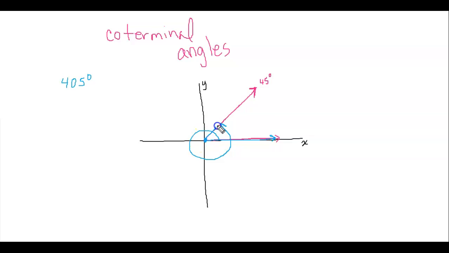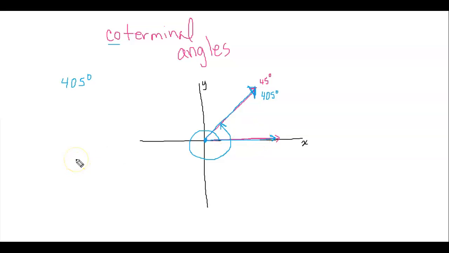So when I'm drawing a 405 degree angle and a 45 degree angle, the blue one went around one full time before it stopped here, and the 45 degree angle just went straight there and stopped, but they did both stop at the exact same place. That's why they're coterminal. They end together. They end at the same place. So these would be coterminal angles.